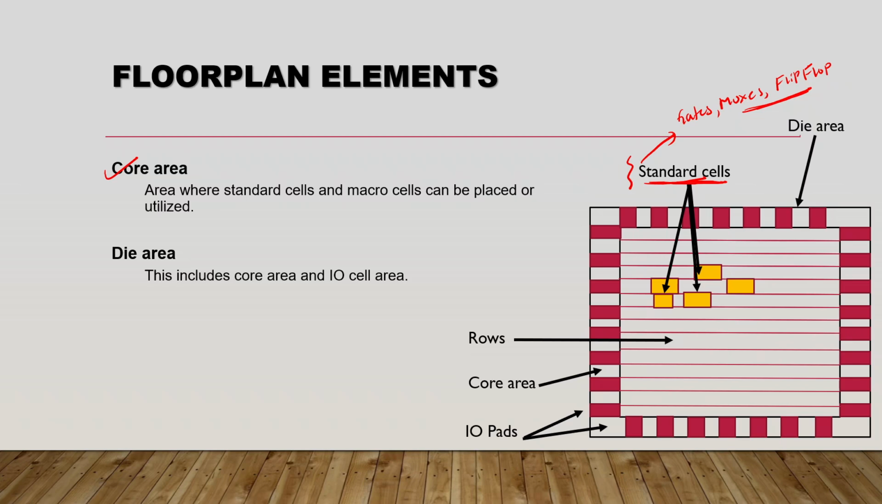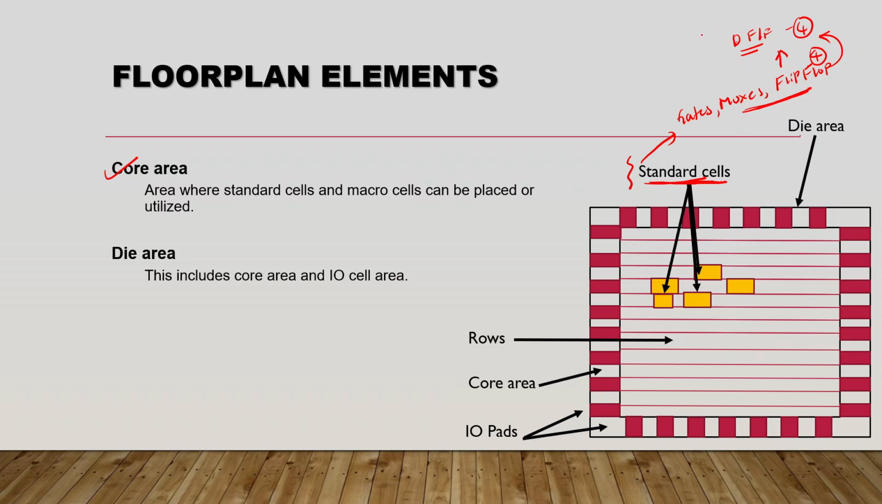Suppose you want to design a shift register. A shift register means how many D flip-flops are required? A total of 4 D flip-flops are required. So 4 D flip-flops means they will take 4 standard cells, that is nothing but 4 flip-flops, and they will do the connection and make a shift register.